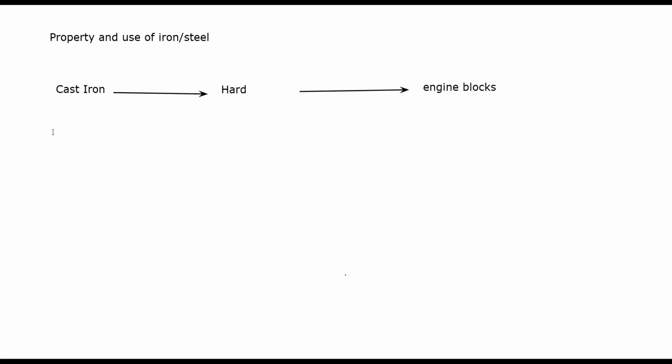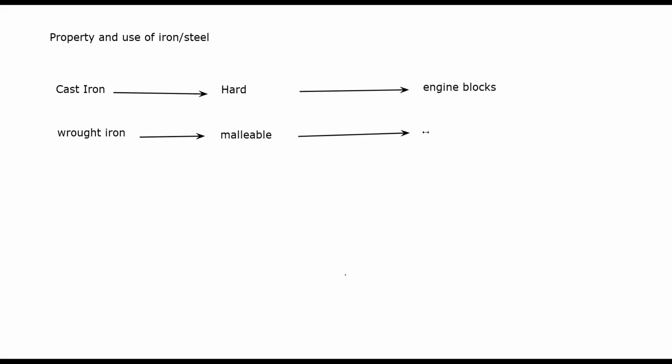Then wrought iron. If we remove all of the carbon, we call that as a wrought iron. And wrought iron, because there is no carbon present, so they are malleable. So as they are malleable, we can easily hammer. The term malleable means we can hammer them into shape.